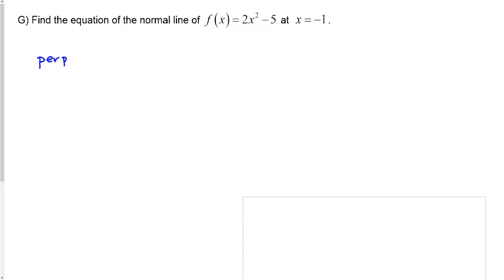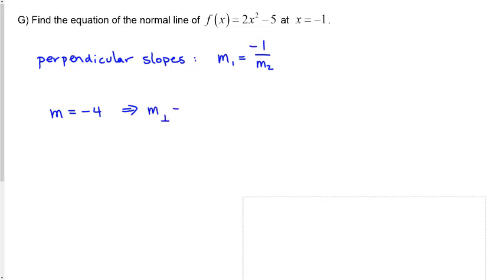Perpendicular slopes. We learned early on in algebra that when two slopes are perpendicular to one another, if you compare them, they have to be negative inverses of each other. So if you have the slope of a function at a particular point, you can get a slope that's perpendicular just by taking the negative inverse. So if I have a slope of -4 for a tangent line, then that means the slope that is perpendicular to that at the same point would be 1/4.